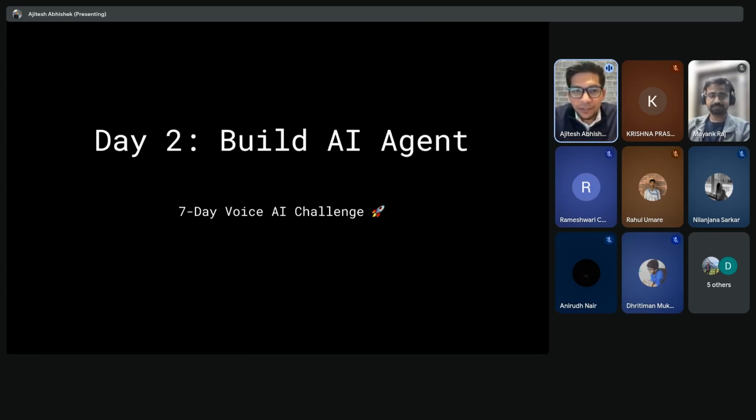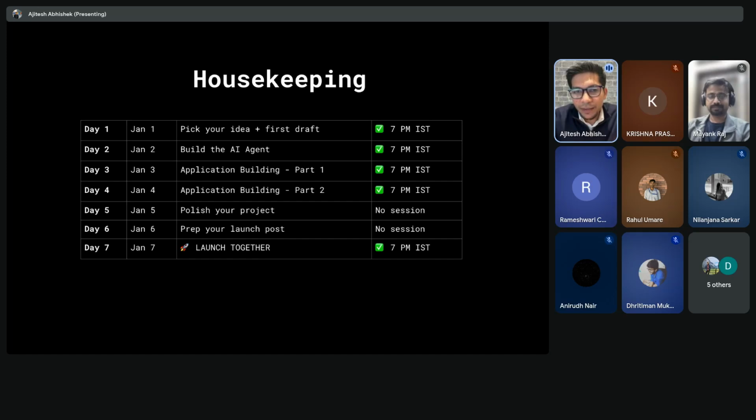Okay, welcome everyone to day two of Build AI Agent in 7 days. Today we'll focus on the core part of building the agent here. To recap, yesterday we discussed the basic tech stack in building an AI agent, and second, how you find the right idea and the characteristics of that idea. Today, we'll focus on building an AI agent and more specifically the context engineering that is required.